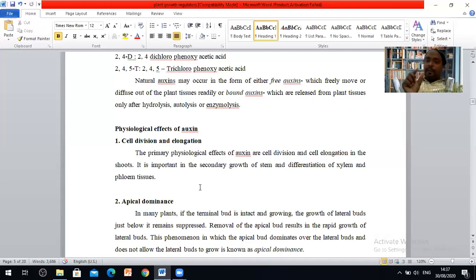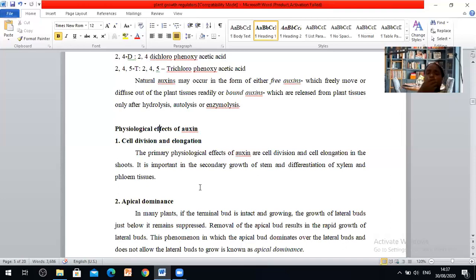So when the lag phase is reduced, suddenly the log phase will come very early in the plant, and suddenly the elongation of the cell will take place. And lastly, the last step is the cell elongation, which occurs through the action of the enzyme. So, physiological effect. While studying the physiological effect of auxin, first we discussed here already cell division and cell elongation.